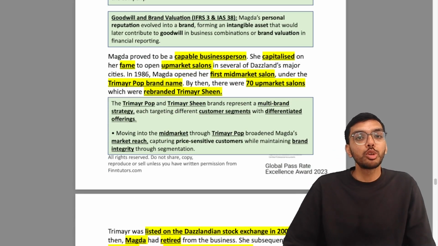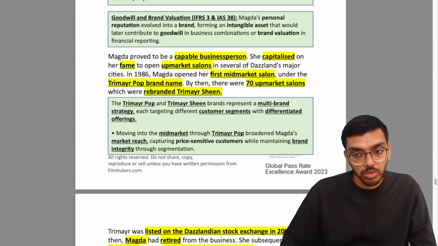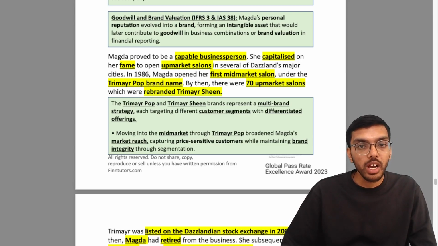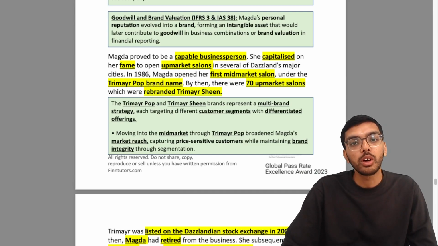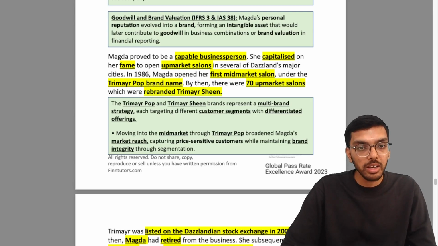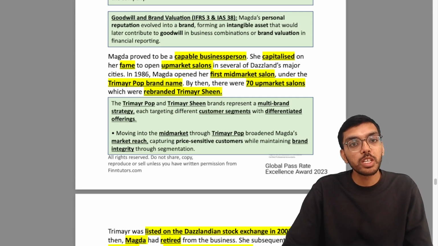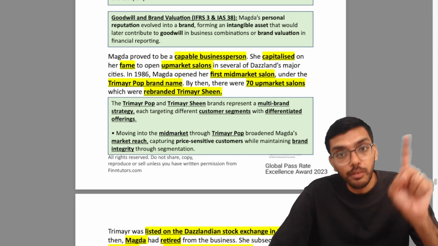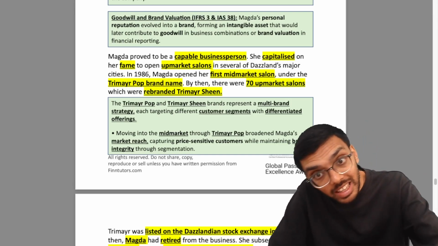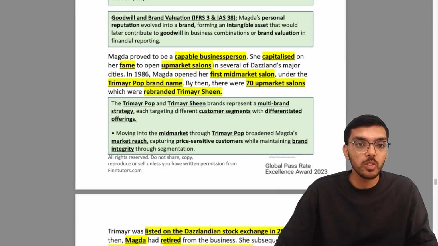So Magda proved to be a capable business person as well. She capitalized on her fame to open upmarket salons in several of Dazzland's major cities. In 1986, Magda opened her first mid-market salon under the Trimayr Pop brand name. By then, there were 70 upmarket salons which were rebranded Trimayr Sheen.